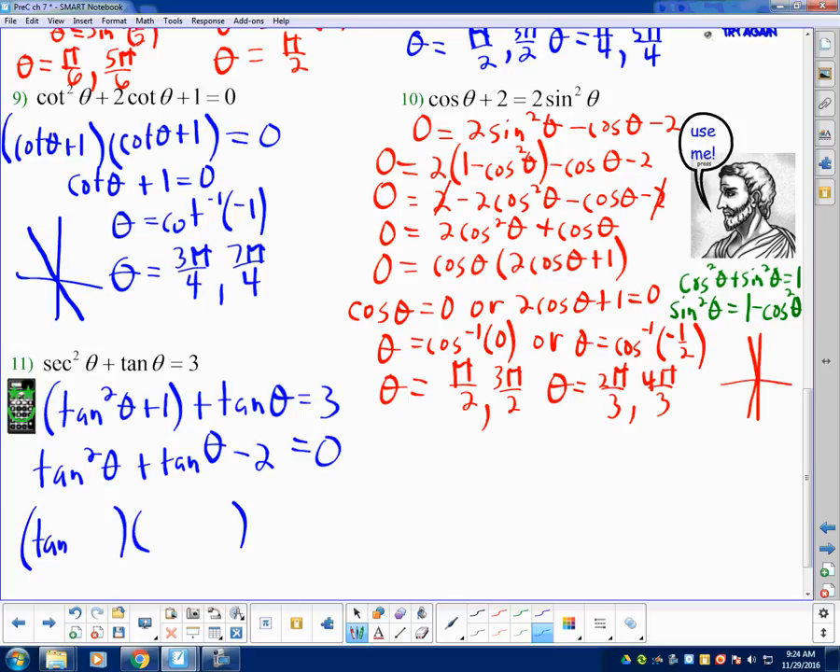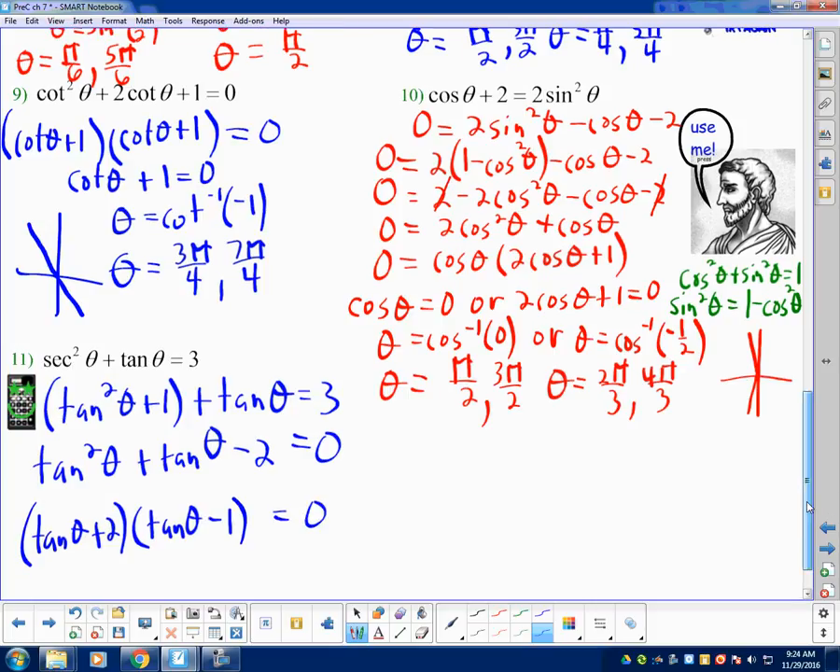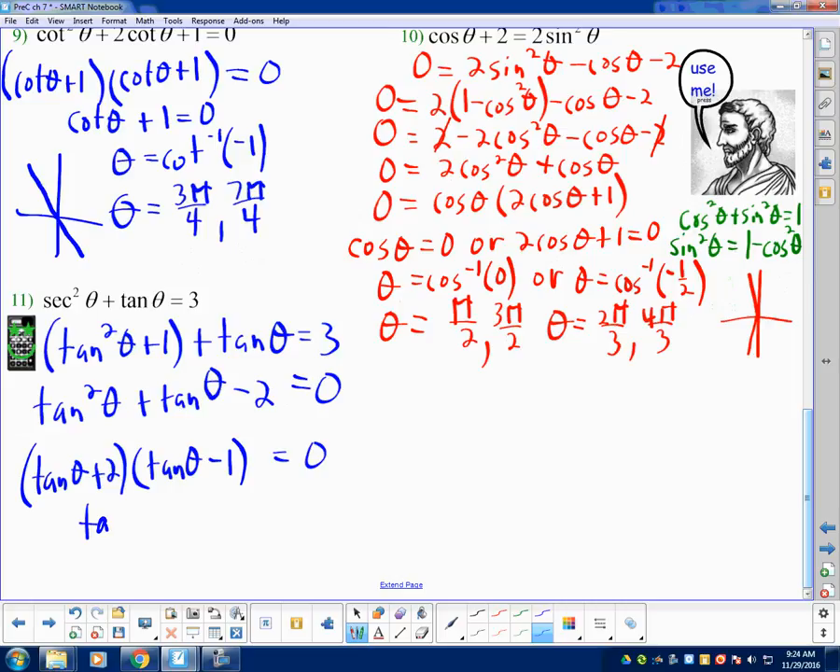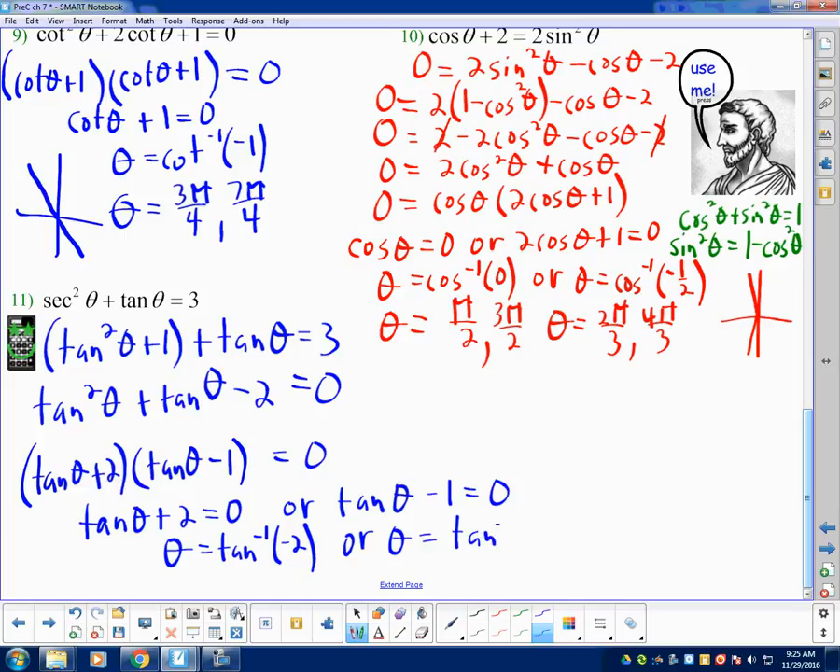So tangent theta, one of them is plus 2 and the other one is minus 1, equals 0. And so tangent theta plus 2 equals 0, or tangent theta minus 1 equals 0. If I subtract the 2 over, theta equals inverse tangent of negative 2, or theta equals inverse tangent of 1. And then you have to solve each one for theta.